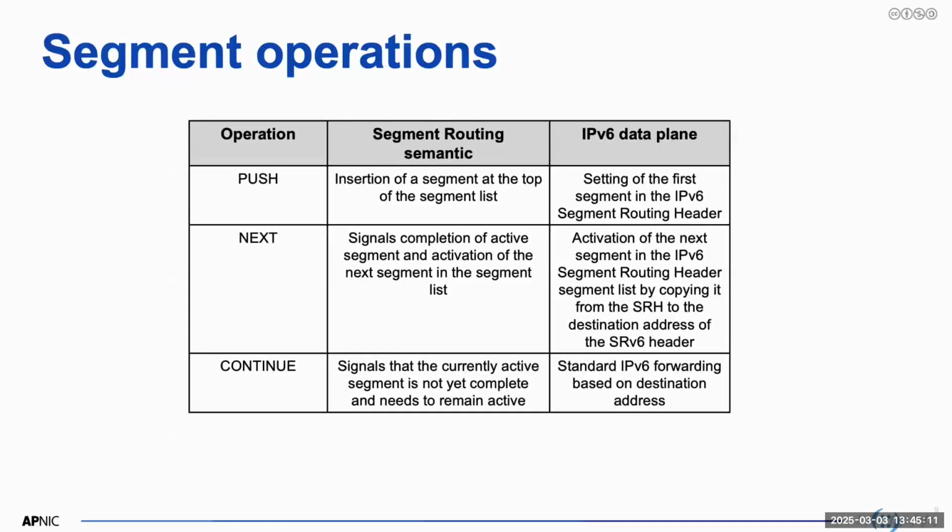After that, the next node, depending on whether it supports segment routing or is just an IPv6 node, behaves differently. If it's just an IPv6 node, in that case it will do the continue operation. But if it supports segment routing, then it will do the next operation. In case of the next operation, it checks how many segments are left. Based on that, it decrements the segments left by 1, copies the next segment into the destination address field, and then forwards the packet.